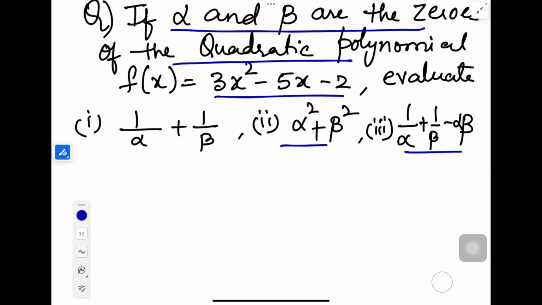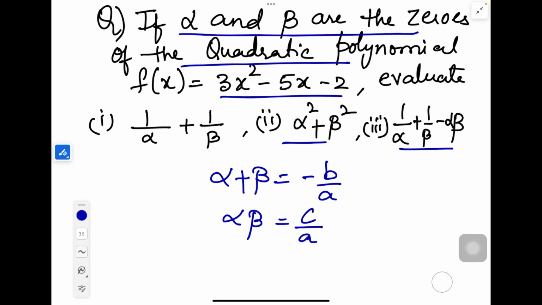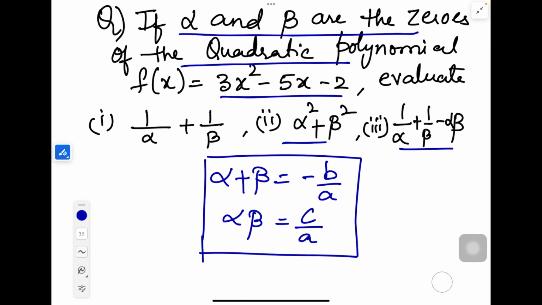Children, we have discussed in the previous video the relationship between the zeros, that is alpha and beta, with the coefficients of the polynomial. So we know that alpha plus beta is equal to minus b by a, that means sum of zeros is equal to minus b by a. Product of zeros is equal to c by a. Children, when such sums are given, you need not find the zeros. That means you need not do any splitting the middle term and finding the values of x. Just using the relationship with the coefficients, we will be solving this type of sums.